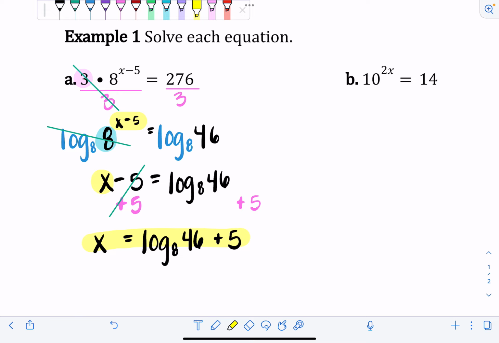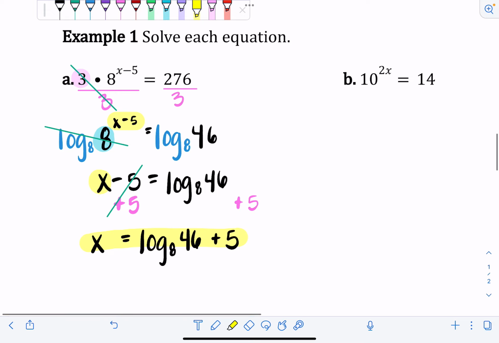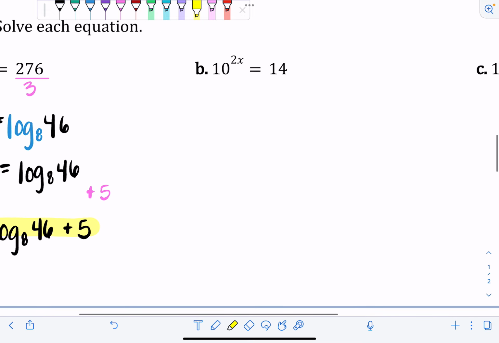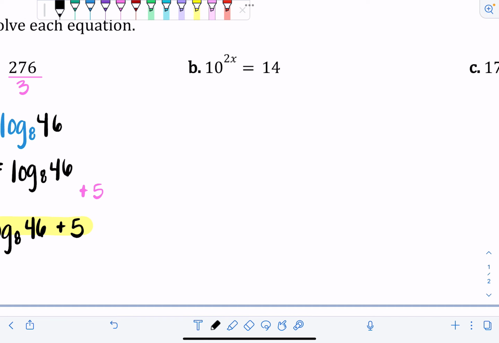Okay, so for b, 10 to the 2x power equals 14. So I'm going to rewrite it down here, just have a little bit more space. So 10 to the 2x equals 14. We have an exponential that we need to cancel out to start to get x by itself. So to cancel out the exponential, we need to make sure it's isolated. There's nothing outside of the exponential, meaning there's nothing multiplied or added out here. So it's isolated. So now we can go ahead and log both sides.